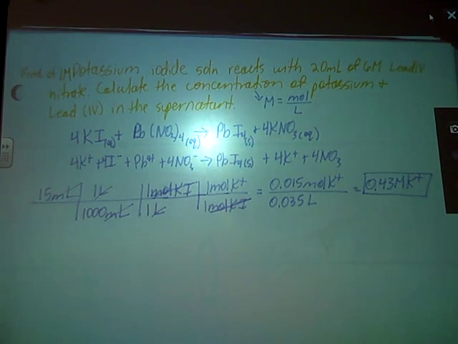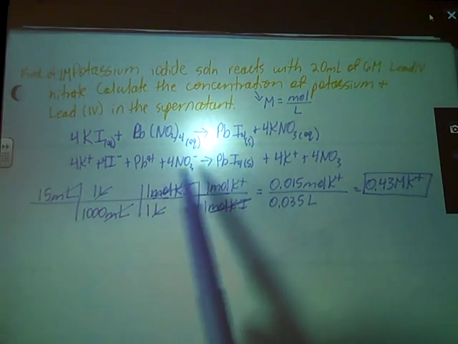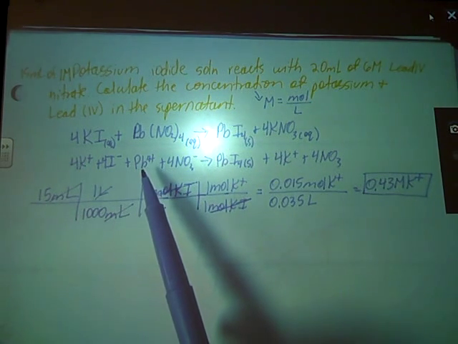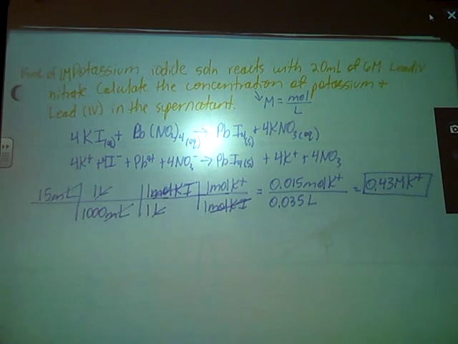So, first one, check. But they also asked me for the concentration of lead 4 in my supernatant. Notice my lead 4 is going to change. On the left, lead 4 is by itself. On the right, it's in the solid. So this means that some of my lead, if not all, has been used up, but I need to find out whether or not my lead is the limiting reagent. So guess what? We end up having to do solution stoich anyway.